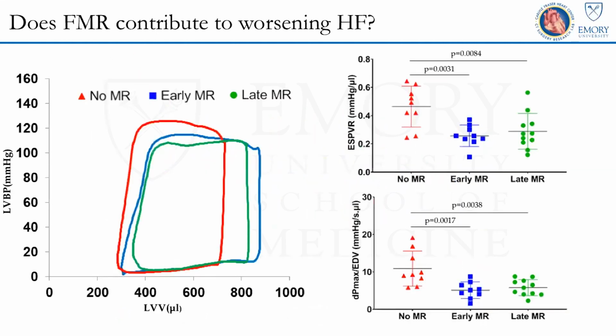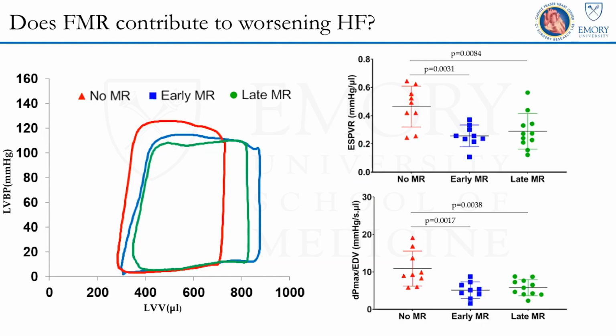So what we had done was perform invasive pressure volume loops with preload reduction in all of the animals that were terminated at the 20-week time point. What we do see on the left side is a representative PV loop where we can actually see a rightward shift in the animals that had mitral regurgitation compared to the animals that only had an infarction.